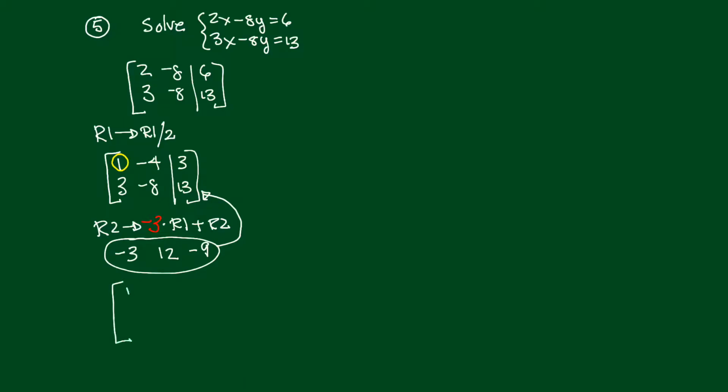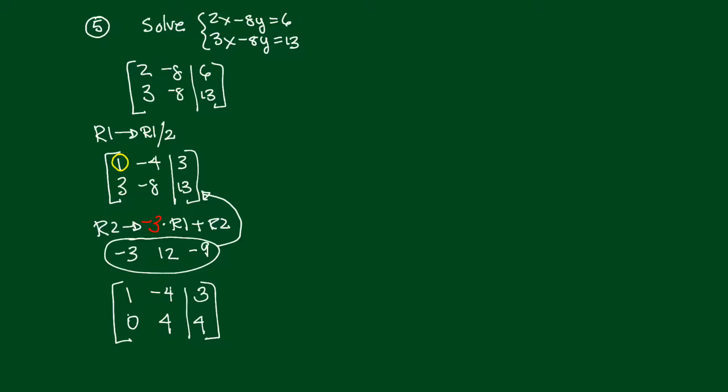Row 1 stays the same: 1, -4, and 3. And then let's add this row to this row, component-wise. So first and first, 3 plus -3 is a 0. That's what we were looking for. Then -8 plus 12 is a 4. And then 13 plus -9, well, 13 minus 9, that's another 4. So we've got some progress here, right? We've got a 1 in our upper left position and a 0 below it.